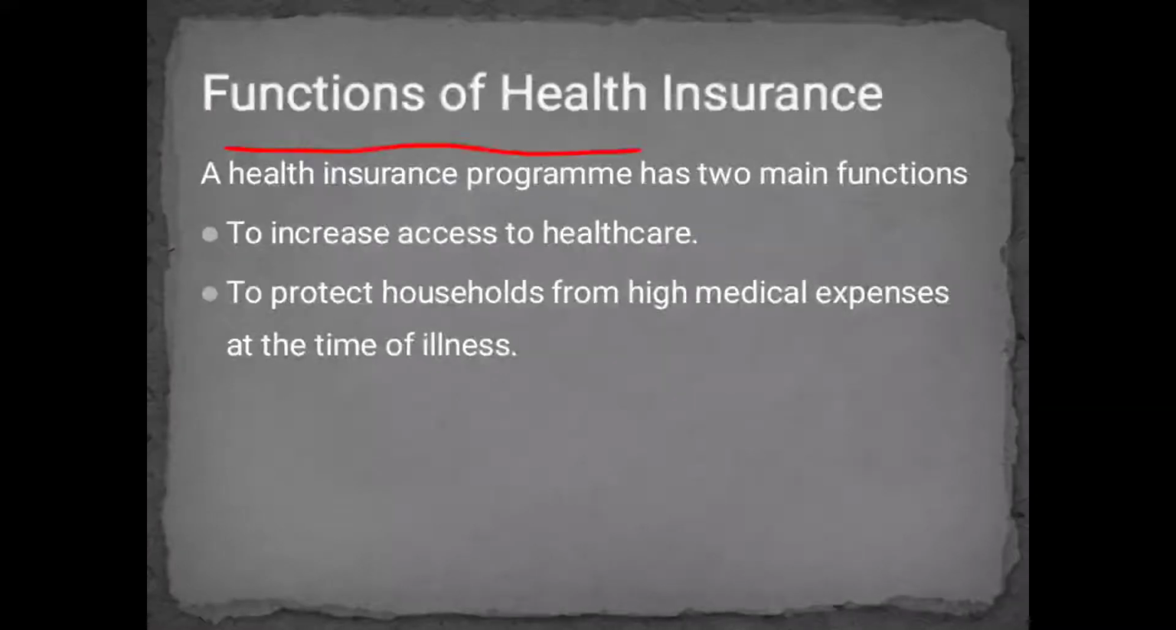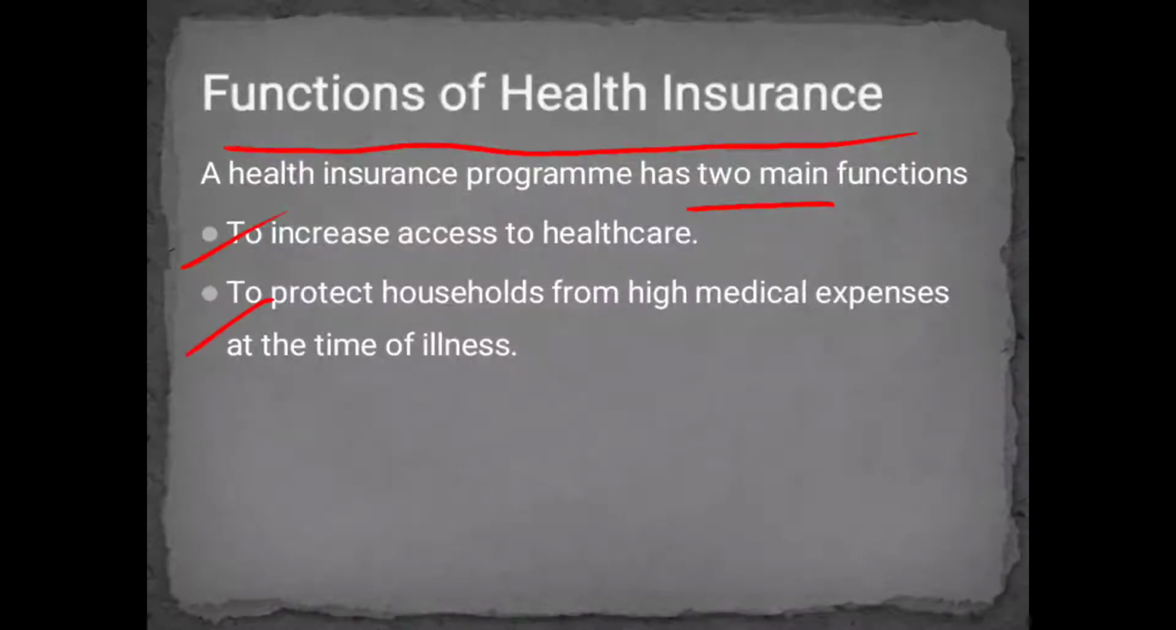What are the main functions? What is the main activity of health insurance? A health insurance program has two main functions. The first is to increase access to health care. Many people do not go to the hospitals because they don't have the funds. The moment somebody is assured that some contribution is given, they will move to the hospital. So health care facilities could be given even to the poor, the marginalized and other categories.